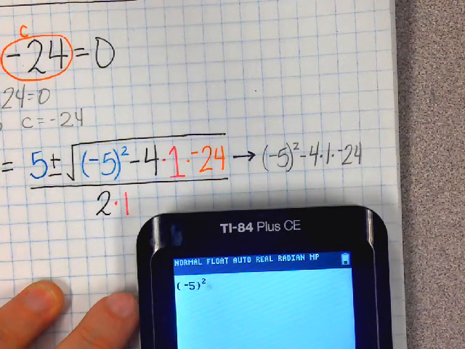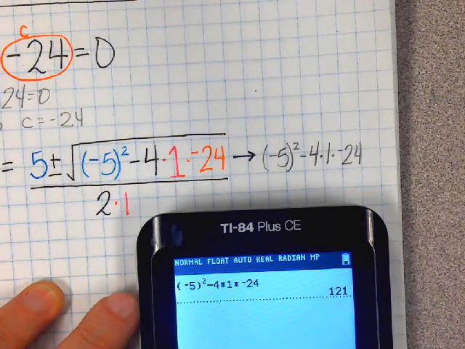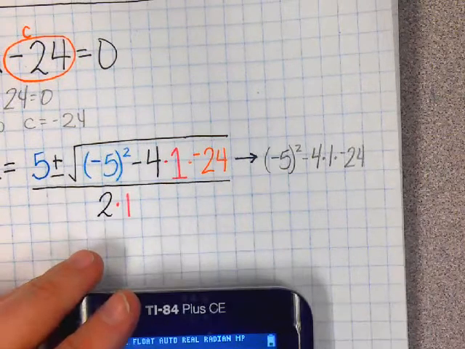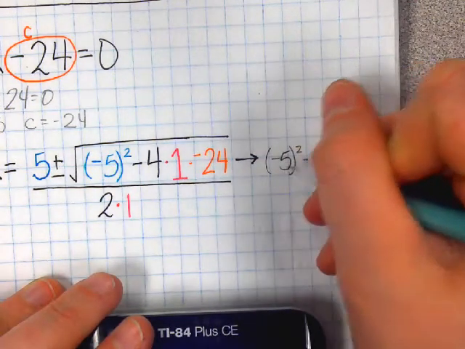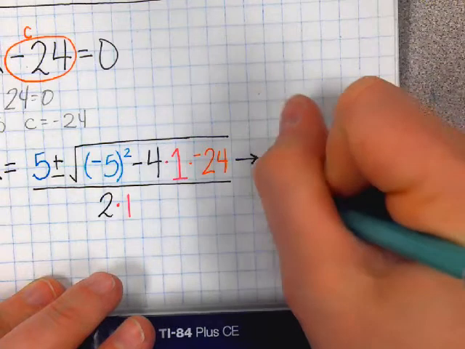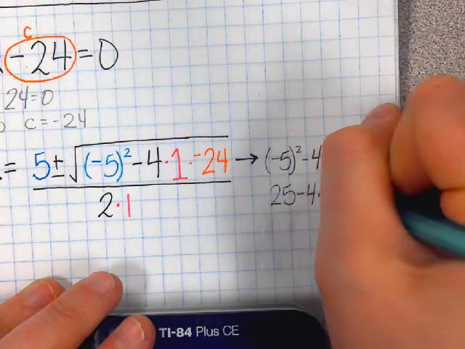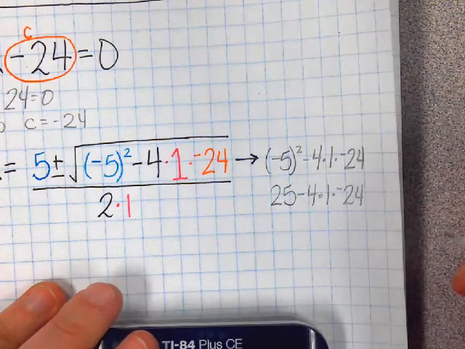Squared, minus 4 times 1 times negative 24. You can type all of that in, or I'm going to actually show it to you just so that you can see it. So 5 squared, or negative 5 times negative 5, a negative times a negative is a positive, so it'd be 25 minus 4 times 1 times negative 24.